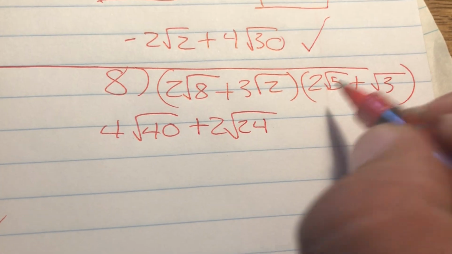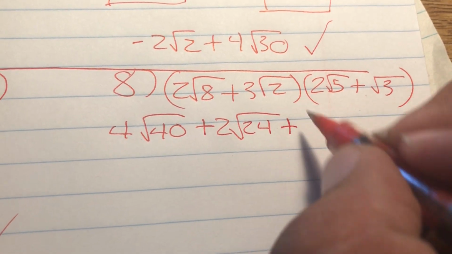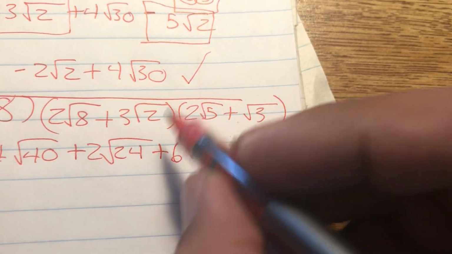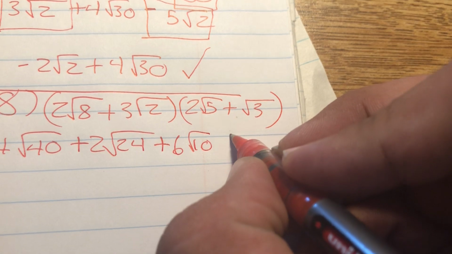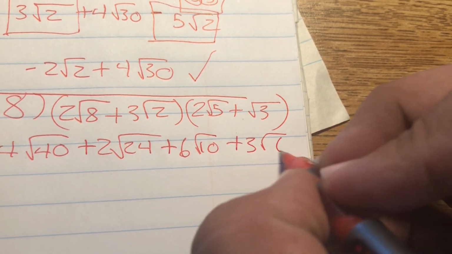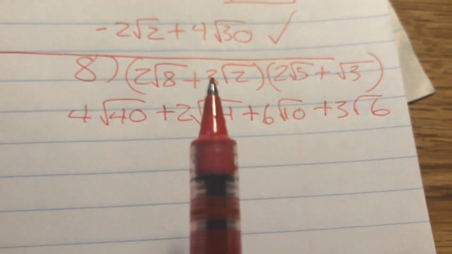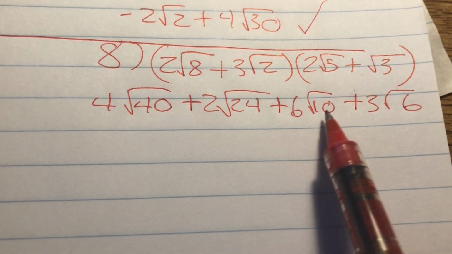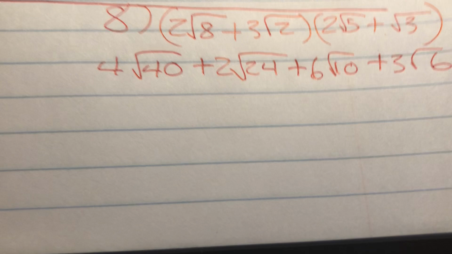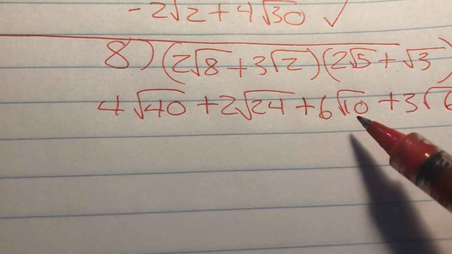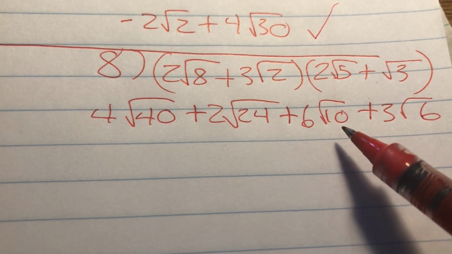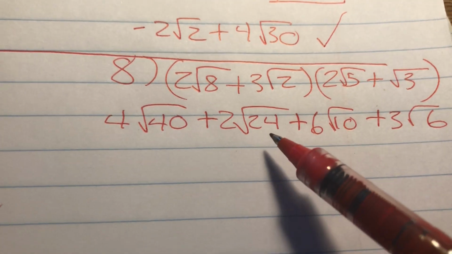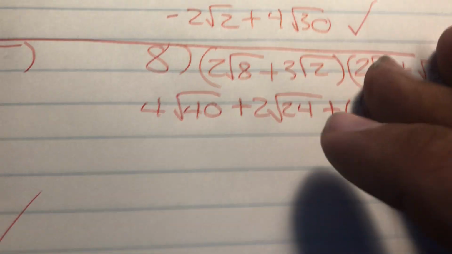Then 3 times this one is going to make a positive 6 square root of 10. And then this one is going to be 3 square root of 6. Now, I know this one can be reduced, I know this one can be reduced, I know this one cannot be reduced, and I know this one cannot be reduced. 10 is not divisible by any of the perfect squares underneath it. So it's not divisible by 4, and it's not divisible by 9. This is not divisible by 4, this is divisible by 4, and this is also divisible by 4.